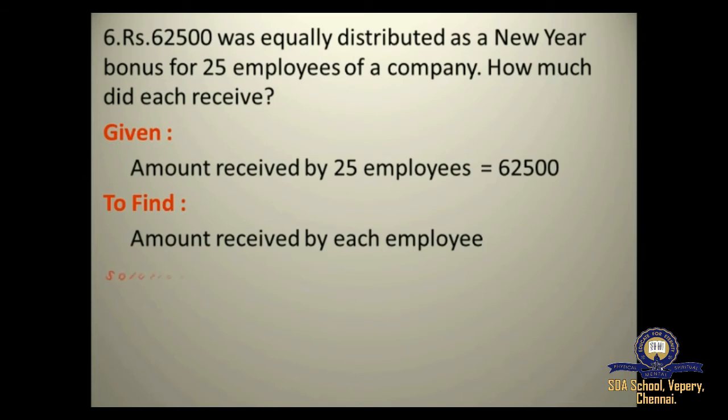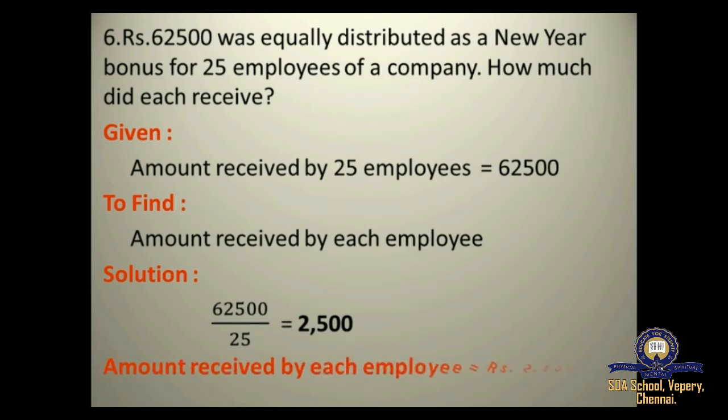Okay, so you're going to divide the total amount received by 25 employees, that is 62,500 divided by 25. You'll be getting the answer 2,500. So what is the amount received by each employee? That is rupees 2,500. Got it, students?